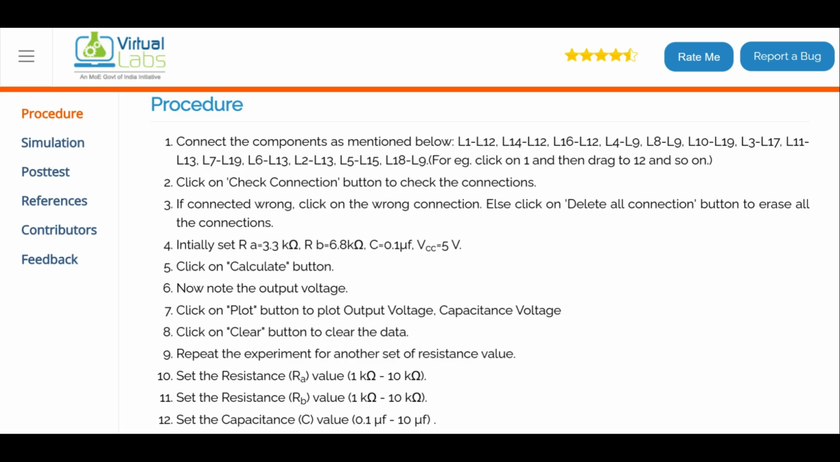Click on Plot button to plot output voltage, capacitance voltage. Click on Clear button to clear the data. Repeat the experiment for another set of resistance values. Set the resistance RA value, 1 kiloohm to 10 kiloohms. Set the resistance RB value, 1 kiloohm to 10 kiloohms. Set the capacitance C value, 0.1 microfarad to 10 microfarads. Set supply voltage, VCC.